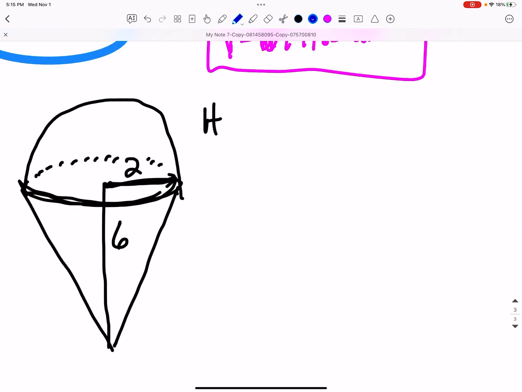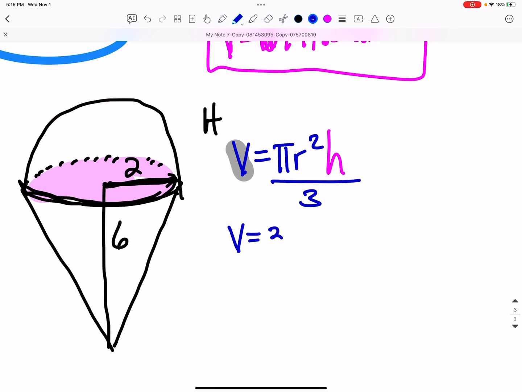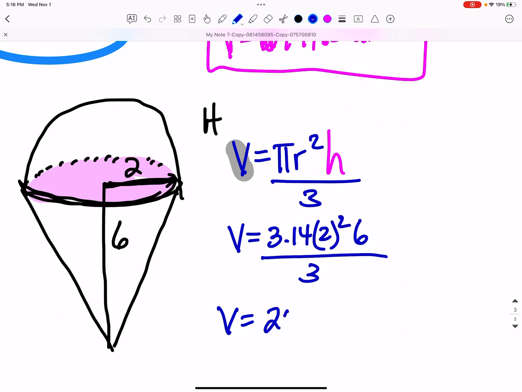All right, this one, tough problem. Let's find the volume of the cone first. So we'll start with this circle, which is volume equals pi r squared. Then we got to give it some height and make it a cylinder, but then we got to divide by 3. So volume equals 3.14 times the radius, 2, squared times 6, and then divide by 3. On my calculator, 3.14 times 2 times 2 times 6, divided by 3 equals 25.1.